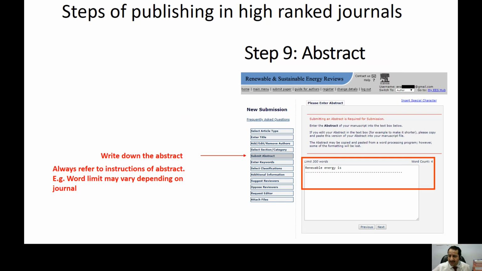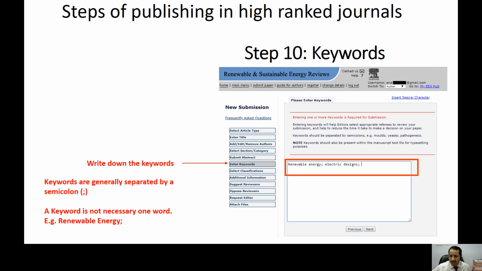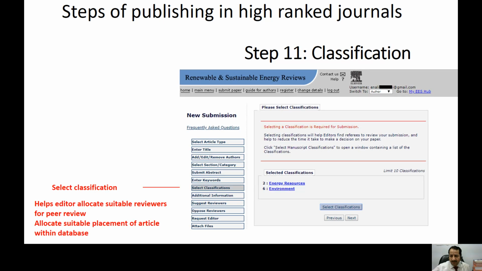Abstract, you see here, limit 300 words, some of them 150, 200. You need to keep working within the limit, because the system will not accept to go to the next step if you are over the required limitation or number. Now, keywords, as I mentioned, use keywords with a semicolon between them, and be precise in using the right keywords.